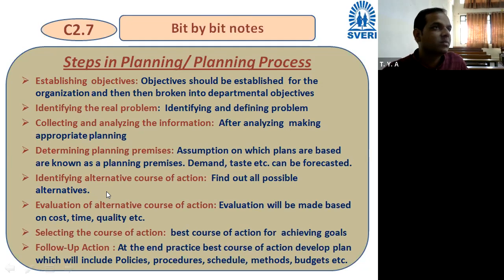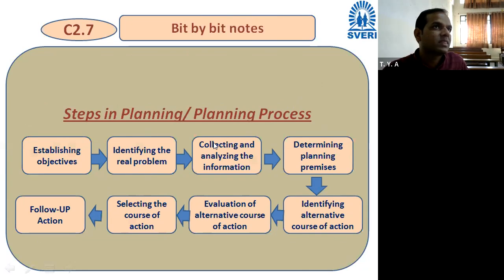Remembering this is quite difficult. So if you remember this flow chart, from establishing objective, identifying the real problem, collecting and analyzing the data or information, then determining the planning premises, identifying the alternative courses of action, evaluating them, then selecting the final course of action and follow-up action. This chart is very essential. So instead of writing the text, I request you to draw this chart and remember the steps in planning. In the exam there may be a short note, like write a short note on steps in the planning process. There are basically 8 steps that you should follow.